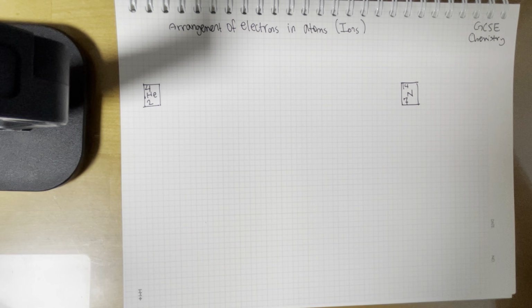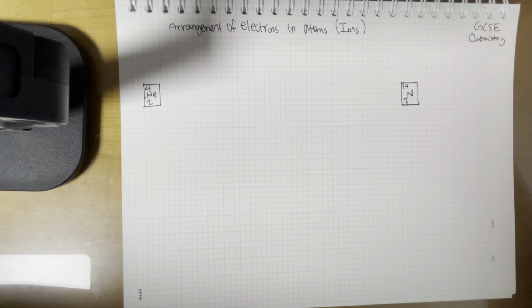Right, in this video, we're going to take a look at the arrangement of electrons in atoms, more specifically ions. A couple of videos back, I took a look at atoms and ions. Atoms become ions when they have more electrons or fewer electrons, so they either have more electrons than the number of protons or fewer electrons than the number of protons. That's how they become ions.